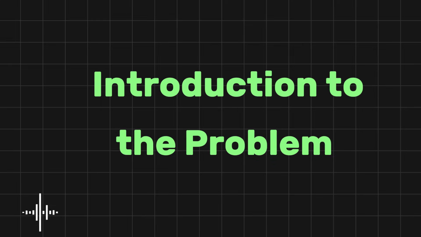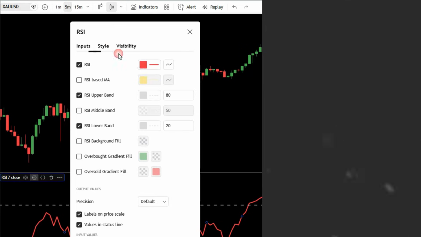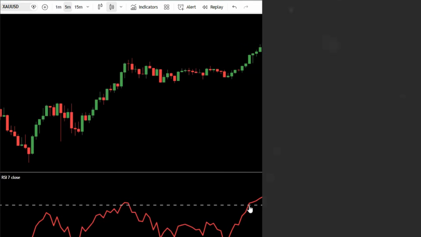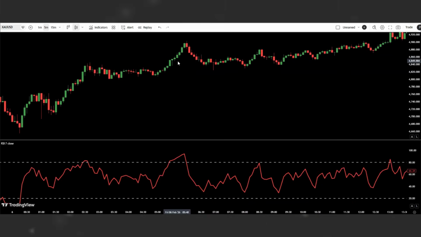Introduction to the problem. Look at this chart. This is a 5-minute chart, so we set our RSI period to 7, overbought and oversold levels to 80 and 20. Look at here. The RSI jumps above 80, signaling overbought. Many traders immediately think it's time to sell. They place a short trade and then watch what happens. The price keeps going up. This is exactly why scalpers lose money when they rely on RSI alone. The trend is still strong and acting too early traps you.